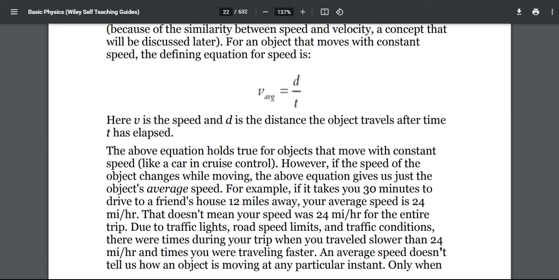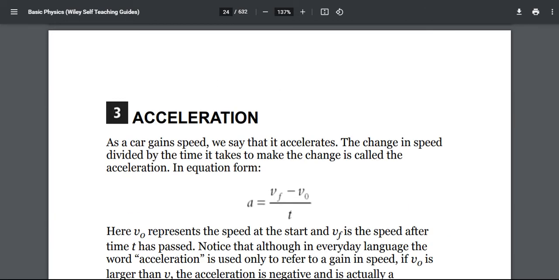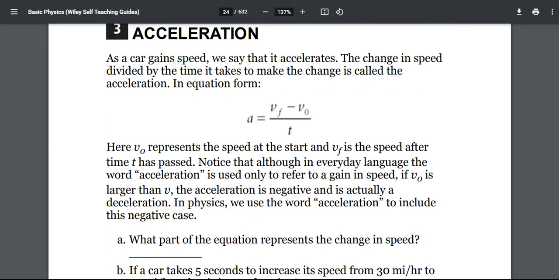The change in speed divided by the time it takes to make this change is called the acceleration. In equation form, A equal to Vf minus V0 divided by t, where Vf is the speed after time t has elapsed, V0 is the starting speed, and t is the time.